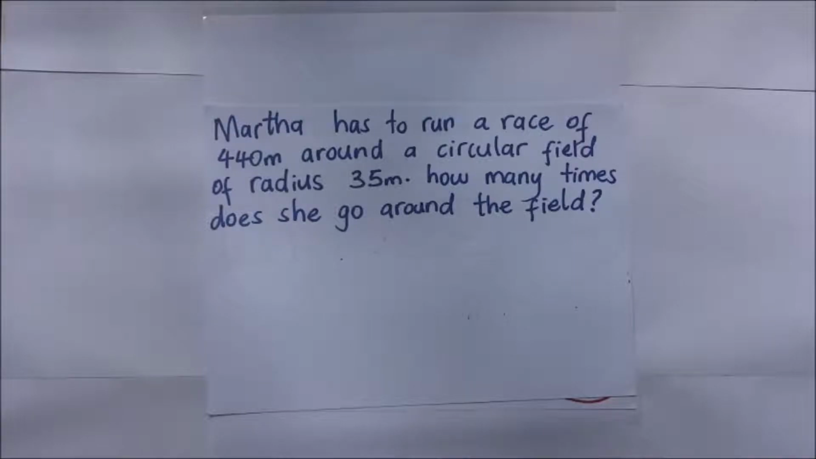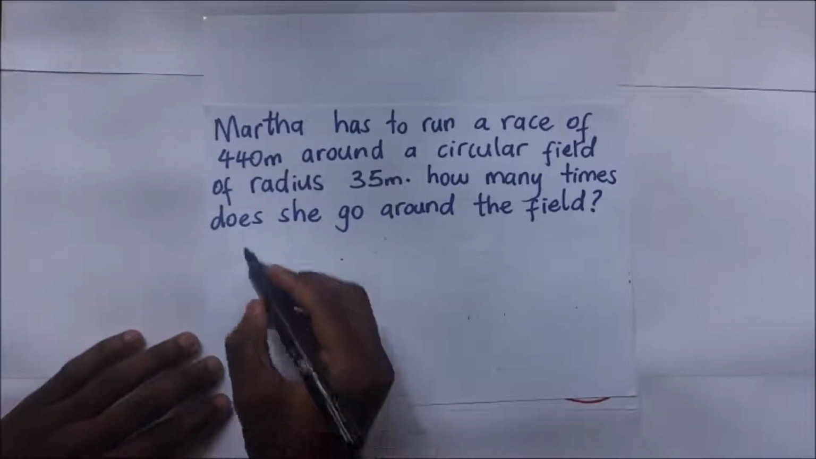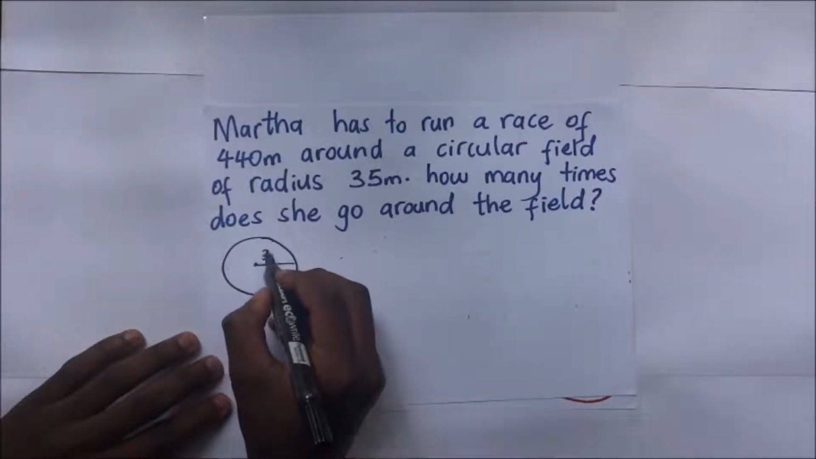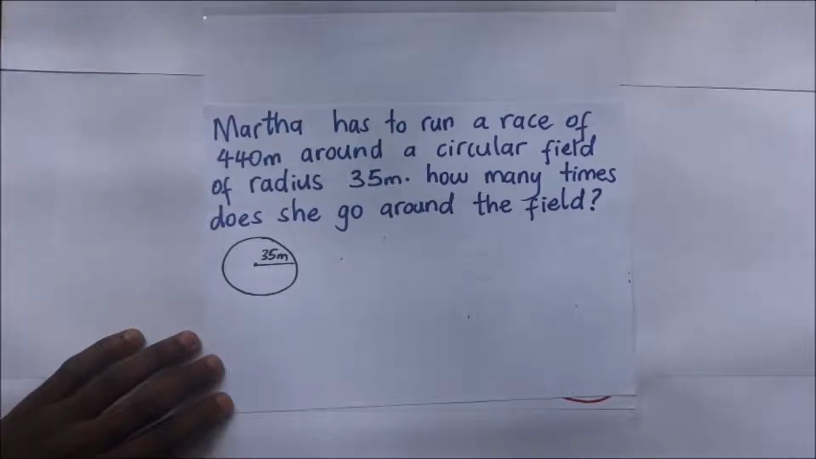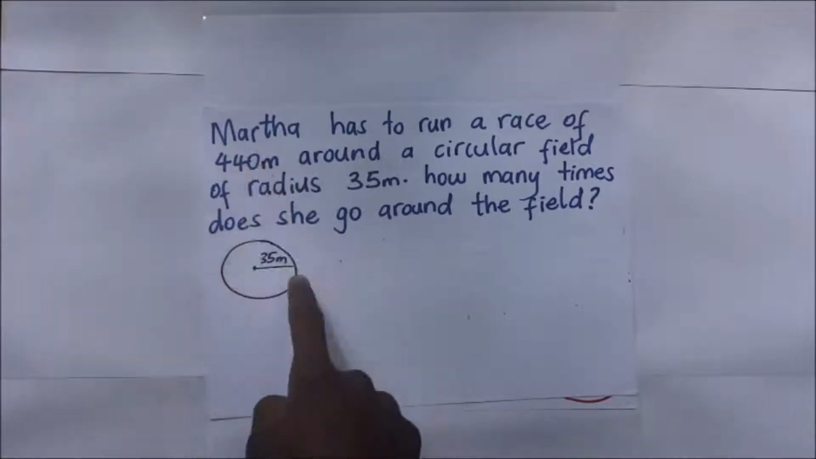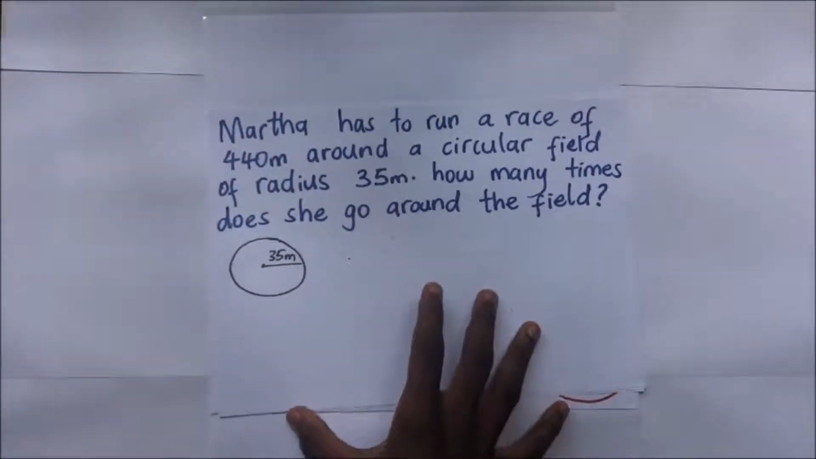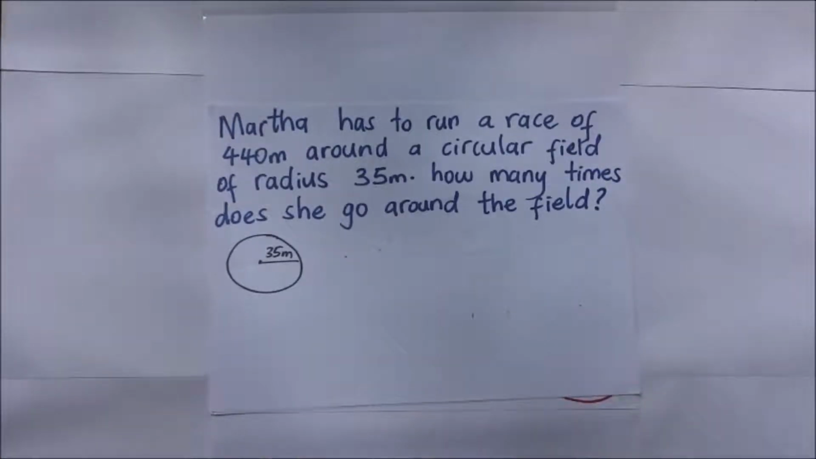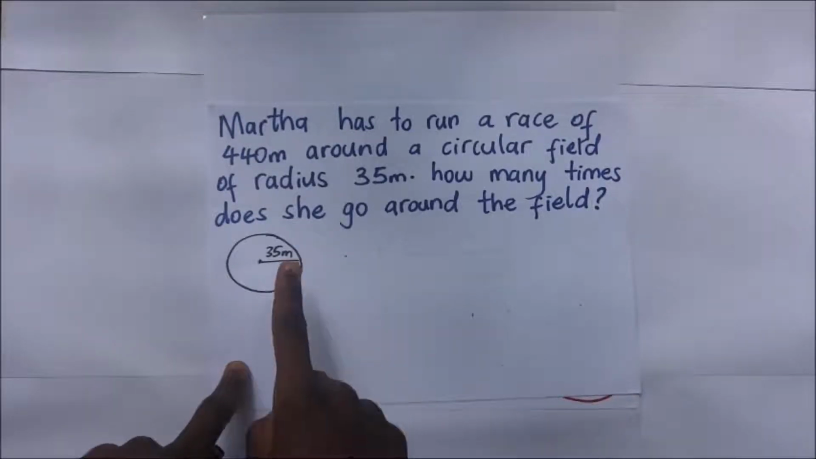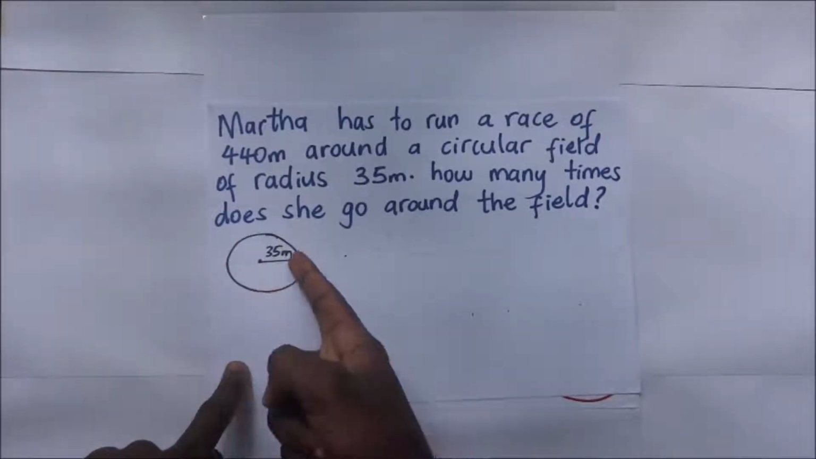Next question. Martha has to run a race of 440 meters around a circular field of radius 35 meters. So this is the circular field, and it has a radius of 35 meters. Martha has to run around this field. How many times does she go around the field? So she's running this distance but around this field, but we do not know how many times she runs around it. So what we do here, we need to first find how long she will run if she runs around it once.